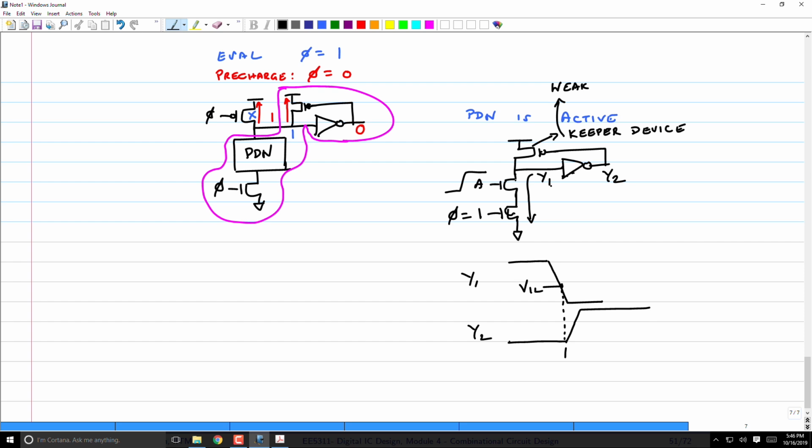So if this is size 2 and 2, then you would want to size this to maybe 1/3 or something like that. That is the typical number. The idea for a weak keeper is instead of allowing it to float, you weakly hold it up. That is enough. Then I can slow down my clock. Even if there is some noise coupling, nothing will happen. Right?